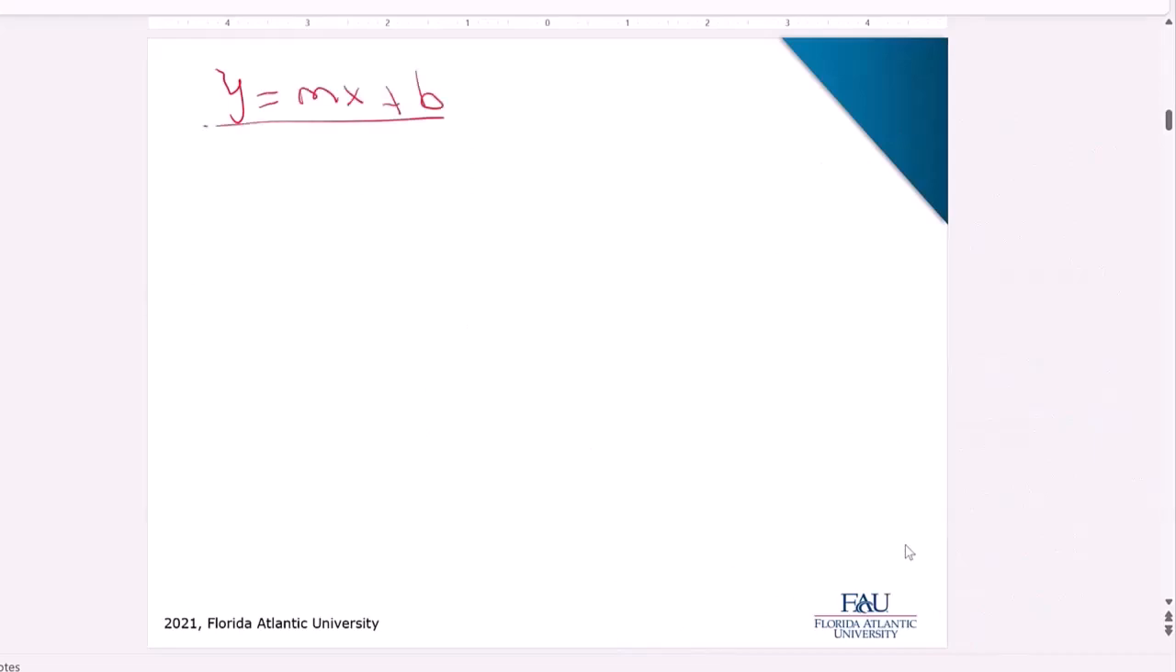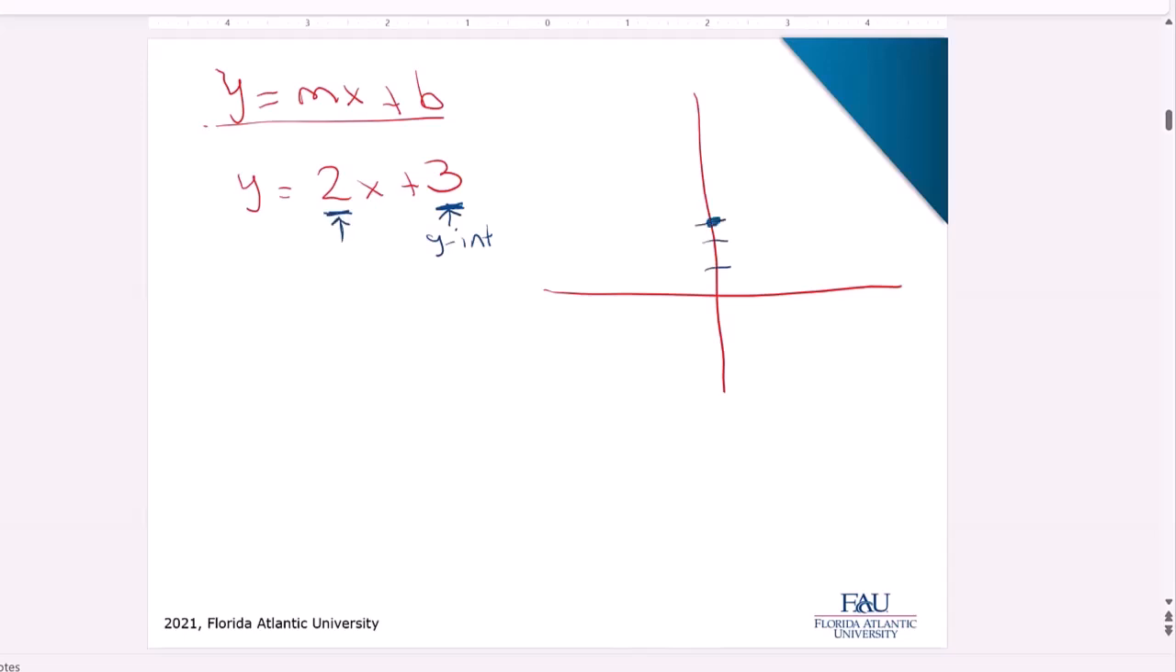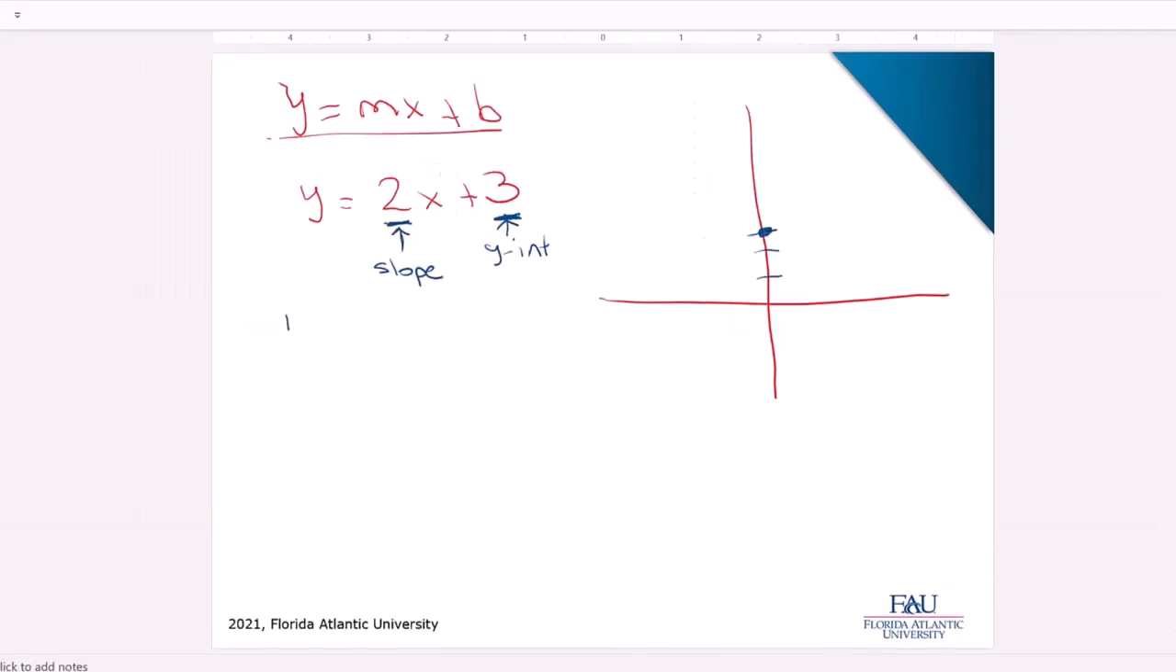Let's say we have y equals 2x plus 3, and I want to graph it. There's a couple of things I can do. This is my y-intercept, 1, 2, 3. This is the slope, and the slope m is equal to the rise over the run, which is equal to the change in y's over the change in x's. If my slope is 2, that means for every 2 I go up, I go over 1. If I want to make a line, I can connect those two dots.